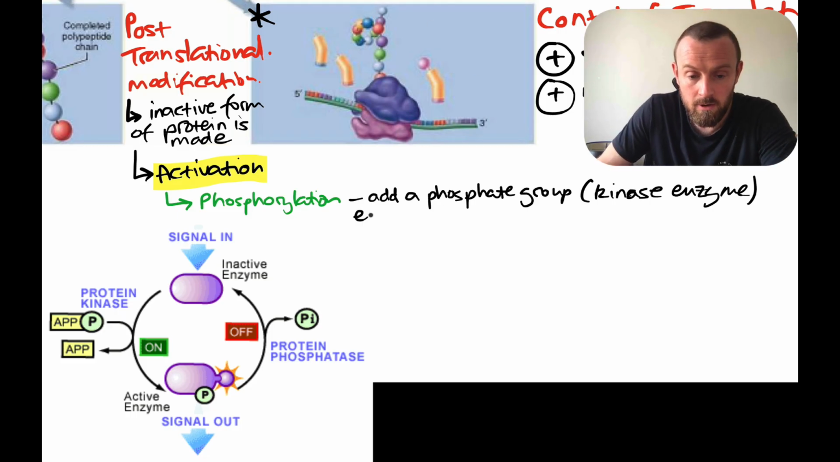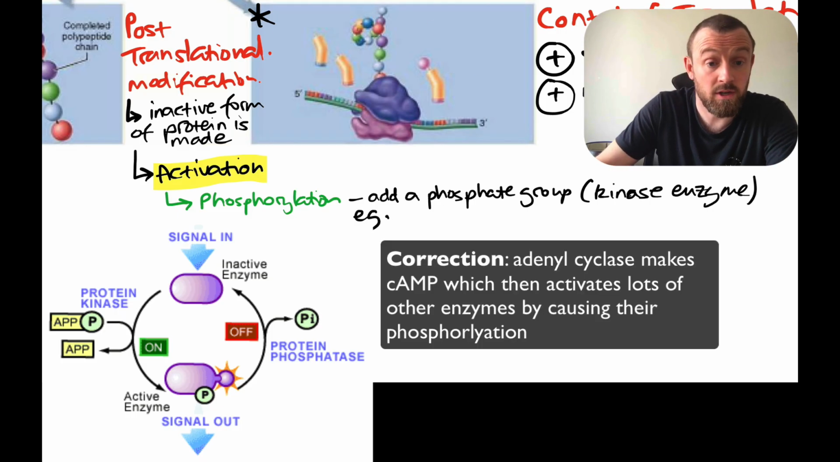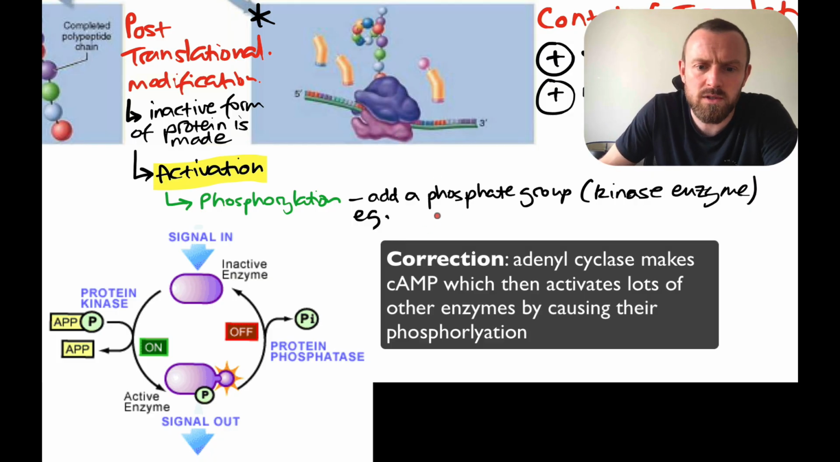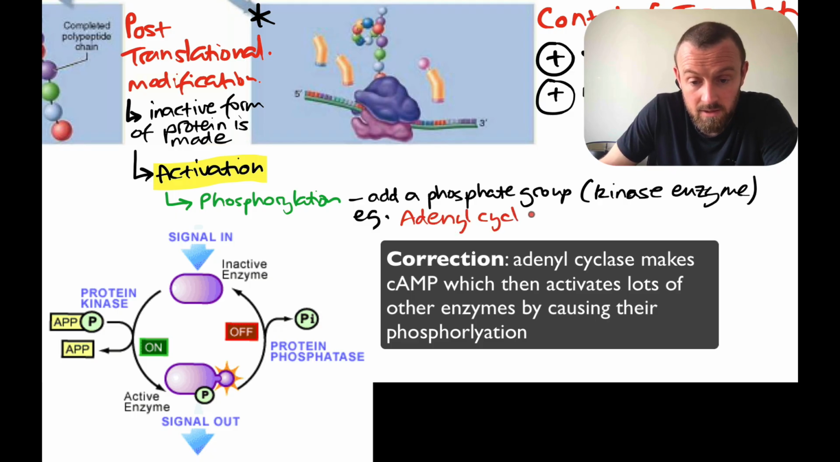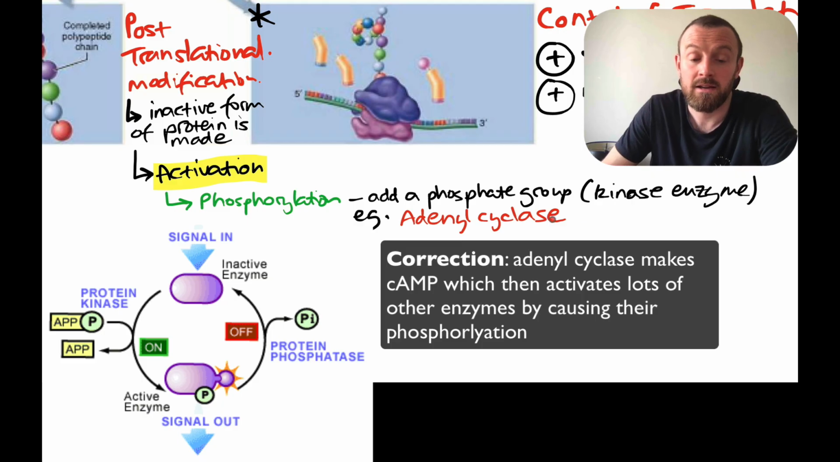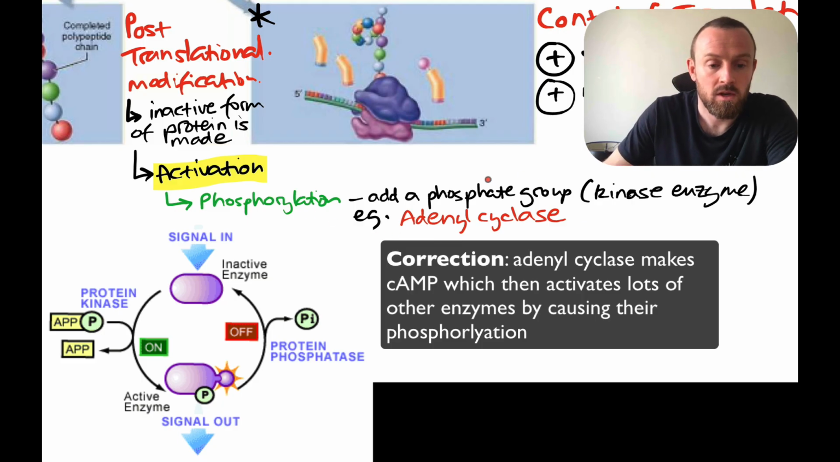and e.g. there is an enzyme that you do need to know about. It's in the hormones, hormone communication module. It's called adenyl cyclase. Adenyl cyclase is the enzyme that makes cyclic AMP, and it is activated through phosphorylation by a G protein.